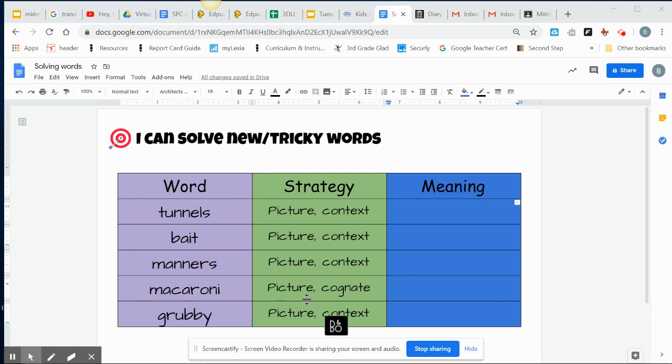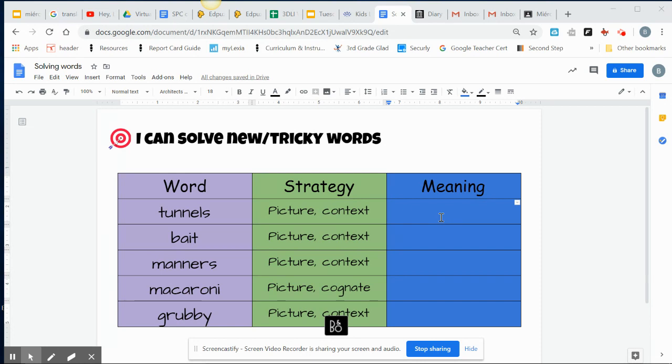One thing you may not notice is the word glossary. Because we're reading a fiction book, there is no glossary. They don't have a place in the book where you can find tricky words. So that is one difference we're going to find. And then in our last column, the blue column over here, we have the meaning of the words. So let's get right into it.